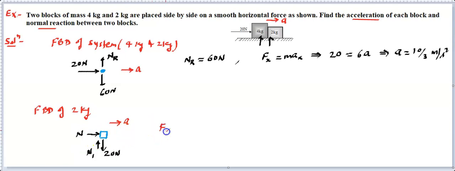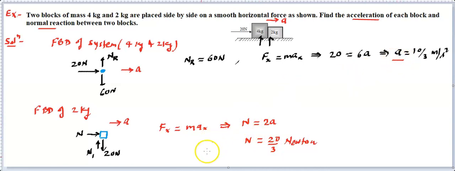So you write the net force in the x direction is equal to mass of this into acceleration in the x direction. Now what is the force in the x direction? It's the normal reaction N. And how much is the mass? 2. How much is the acceleration? A. A we have already calculated. So from here you will find the normal reaction will come as 20 by 3 Newton. So this N was for normal reaction, this N is Newton, so that becomes your answer. Now this is how you can solve for acceleration as well as for normal reaction.